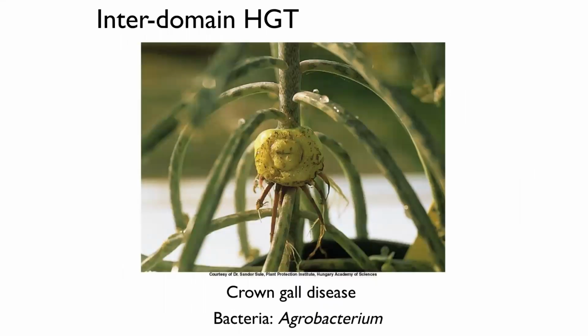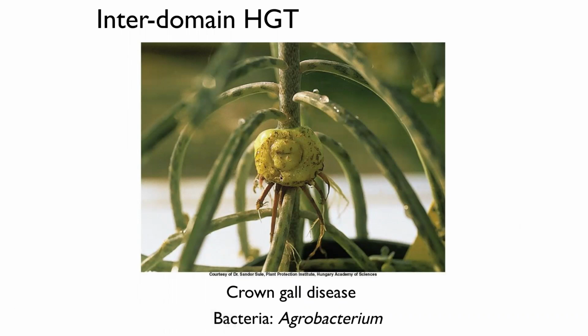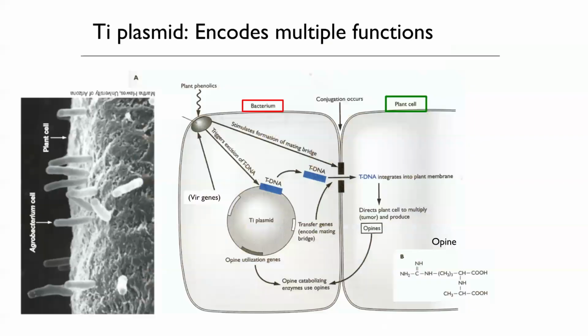Now, let's talk about interdomain, so movement of genes from bacteria to plants or bacteria to humans. And the case we're going to talk about is crown gall disease, which is caused by a bacterium called Agrobacterium, one of the most important bacteria in molecular biology, just as a note. Now, a gall is a bacterial infection that we see. Anytime you see tumor-like structures on a plant, it's what we call a gall.